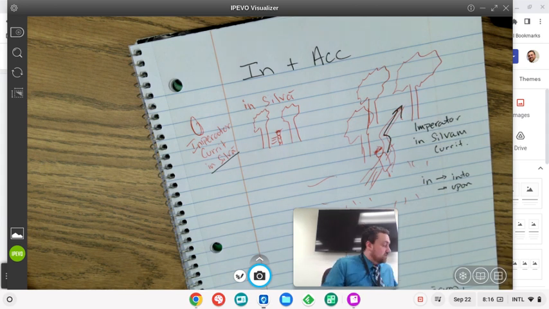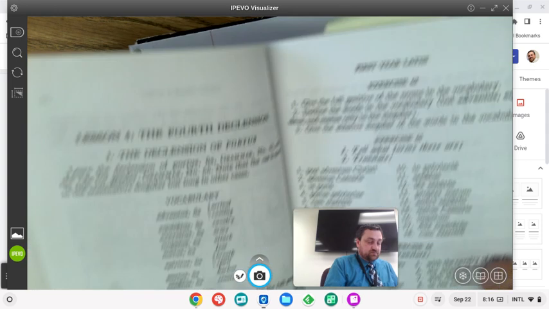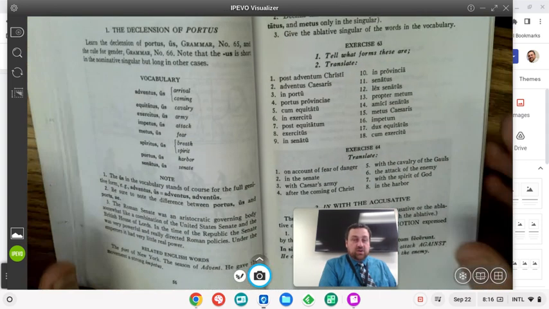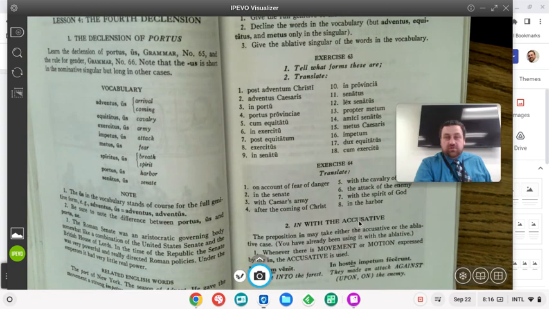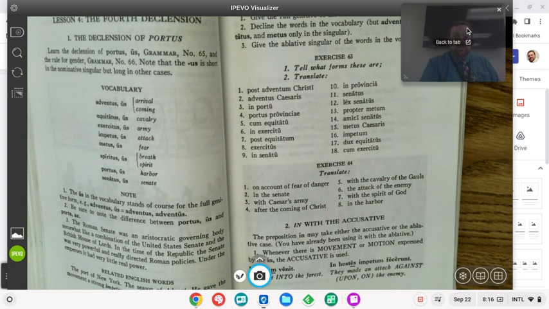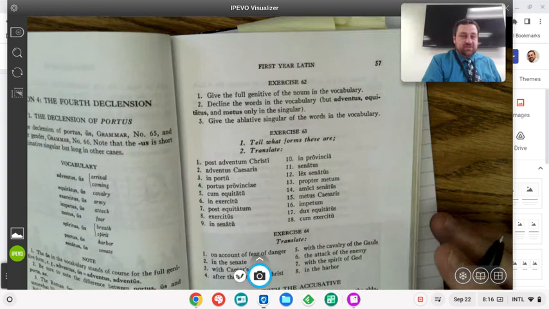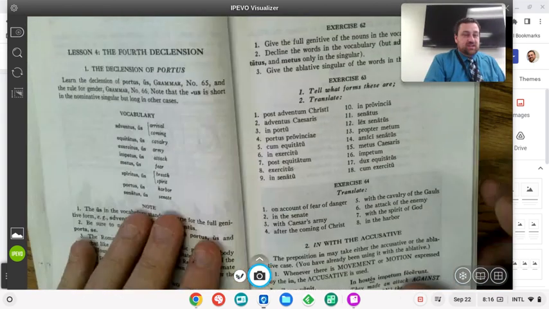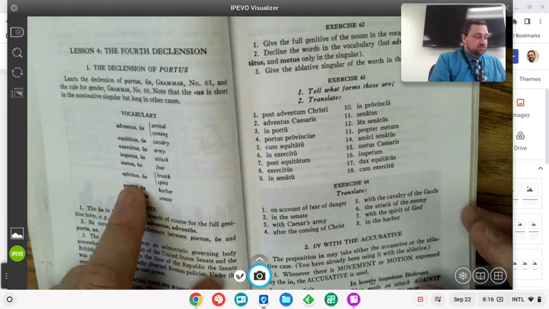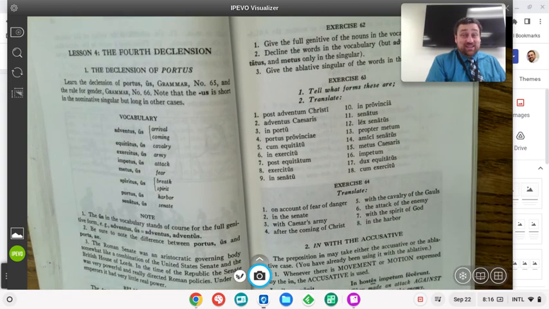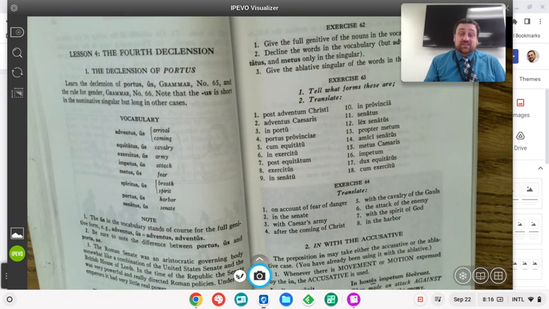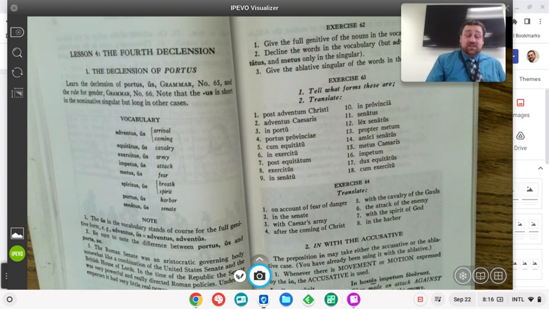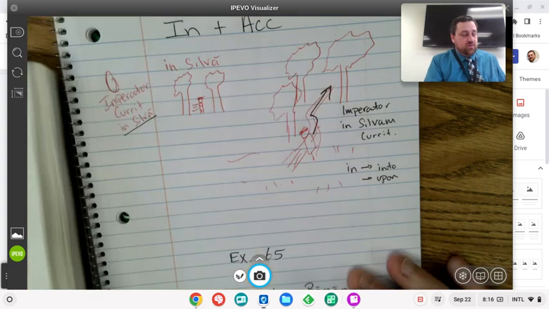And so in our book, where we start to learn in with the accusative, we begin to learn this on page 57. And on page 56, we had the word impetus, which means attack. So now we can start to describe making an attack upon somebody. And we're going to use in with the accusative to do that. And let me show you how that works.